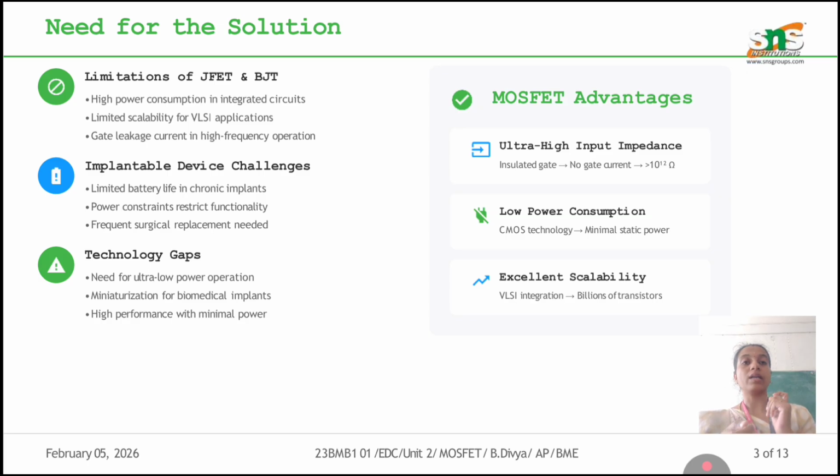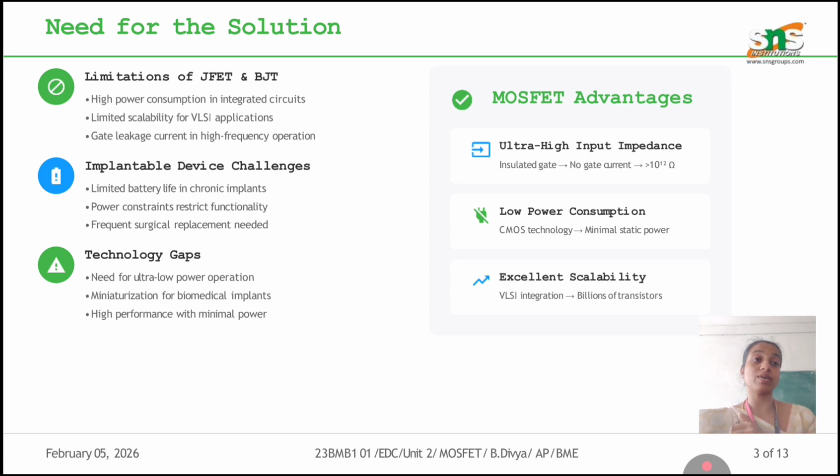Next, what is the technology gap we have? Need for ultra low power operation. We have to develop ultra low power devices. Miniaturization of biomedical implants. If the size of the device is very large, it will be complicated, or uncomfortable for the patients to use. So miniaturization of biomedical implants, and high performance with minimal power. High performance with minimal power has to be developed in future MOSFET devices.